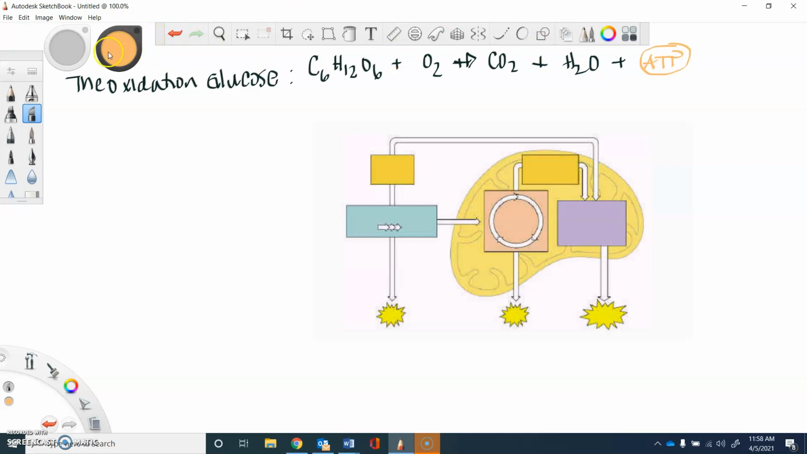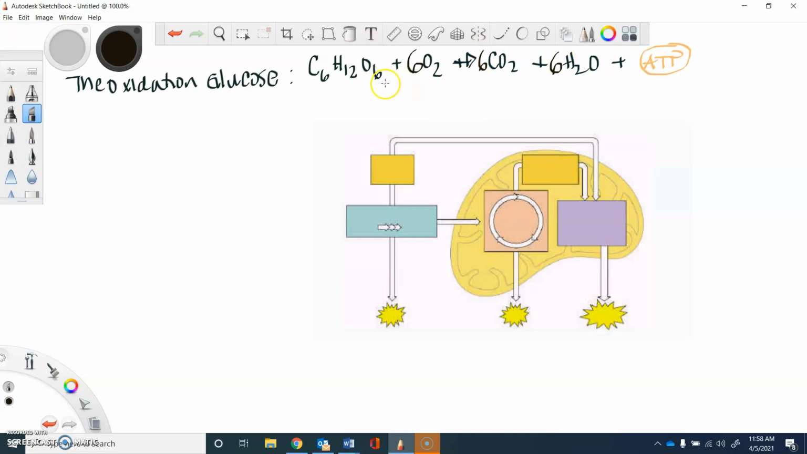Okay, and if we balance this equation and make it look exactly as it's supposed to in chemistry, there would be 6 oxygens, 6 carbon dioxides, and 6 waters here. And then we end up with about 32 to 36 ATP, but we'll talk about that later.